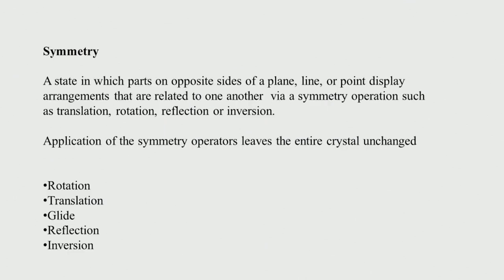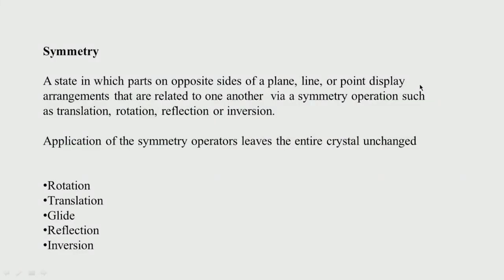Now, all these unit cells have a lot of symmetry. They have different types of symmetry. That is, a symmetry is a state in which parts on opposite sides of a plane, line or point display arrangements that are related to one another. That is called symmetry. All these unit cells have symmetry. There are different types of symmetry.